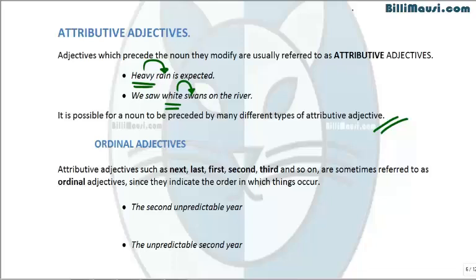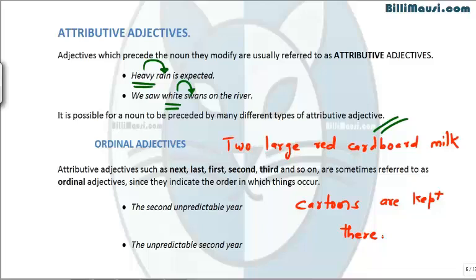So let's see a small example. Let's write it down. So here we go. Two large red cardboard milk cartons are kept there. Now you can see in this example a cardinal number.